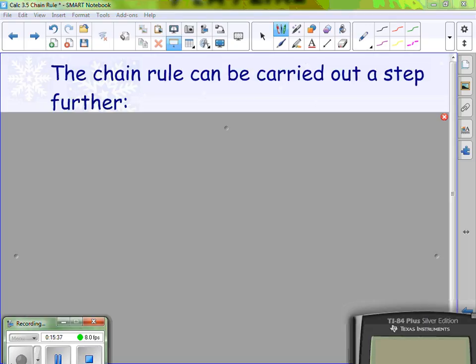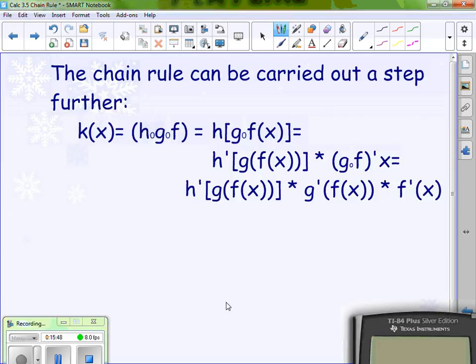All right, the chain rule. The chain rule, it's not always just an f and a g. Sometimes you have a 3-link chain. If you were to have a 3-link chain, you have the chain rule inside of another chain rule.